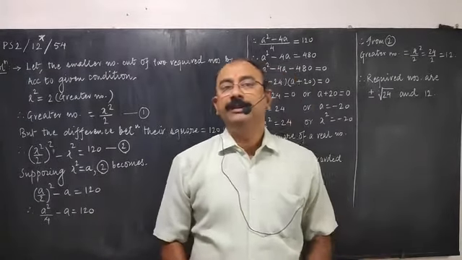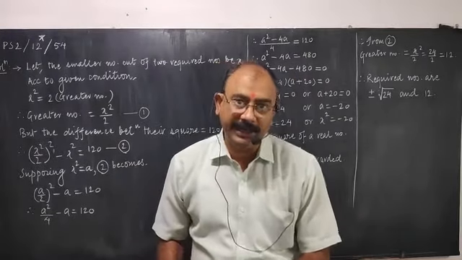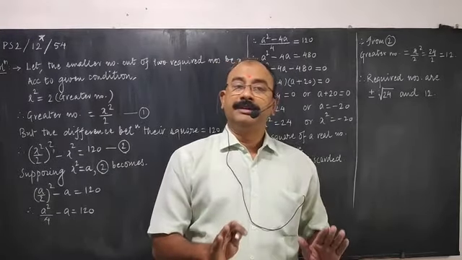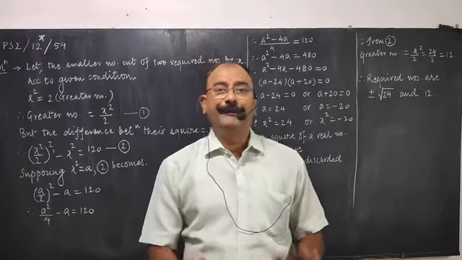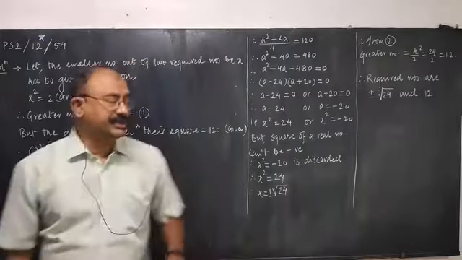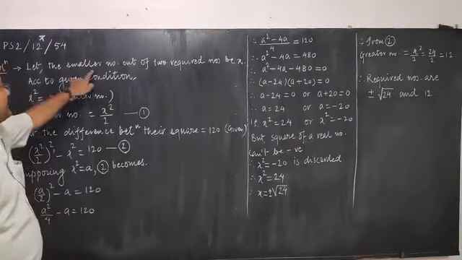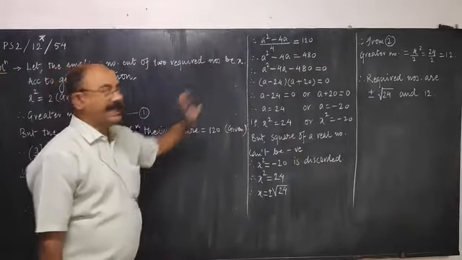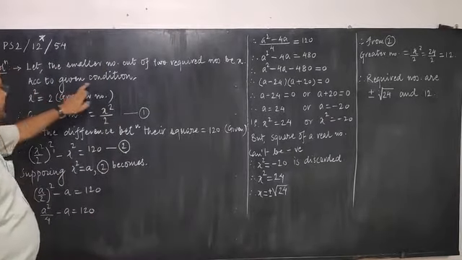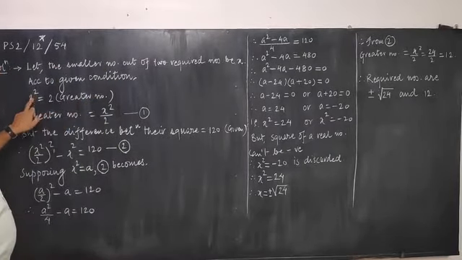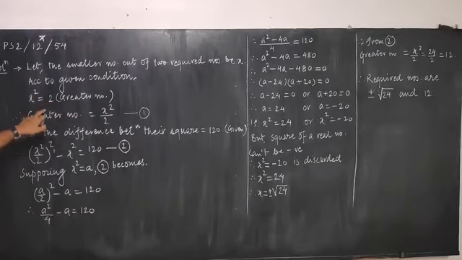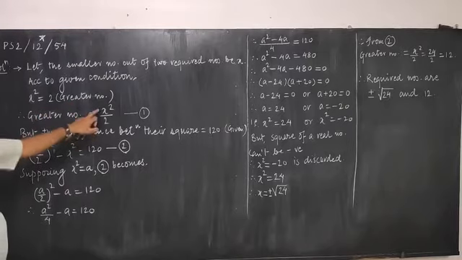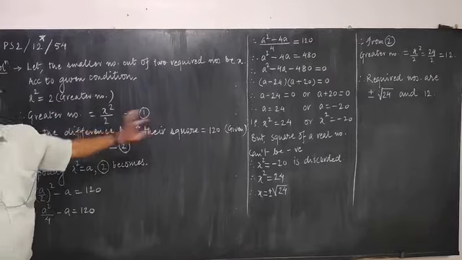The difference between the squares of two numbers is 120. The square of the smaller number is twice the larger number, the greater number. Find the numbers. So we start the solution with the supposition. Let the smaller number out of the two required numbers be x. According to the given condition, the square of the smaller number is twice the greater number. So if you transfer the 2 to the denominator, you get greater number is equal to x square by 2, which I have written here as equation number 1.